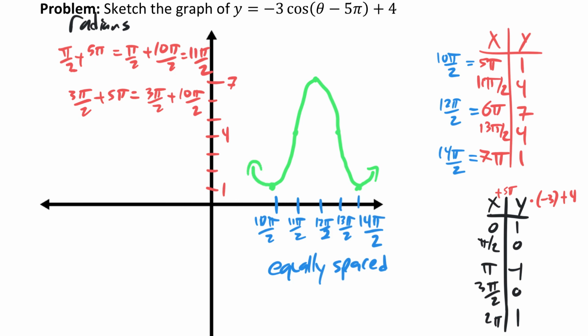Now, can we visualize these transformations? The reflection, definitely, the cosine graph usually looks like a valley, now it looks like a hill. The stretch, yeah, it's definitely taller. The vertical translation, yeah, it's definitely been moved up. And the horizontal translation, yeah, it's definitely been moved to the right. So all the transformations are present, and we've successfully sketched the graph.